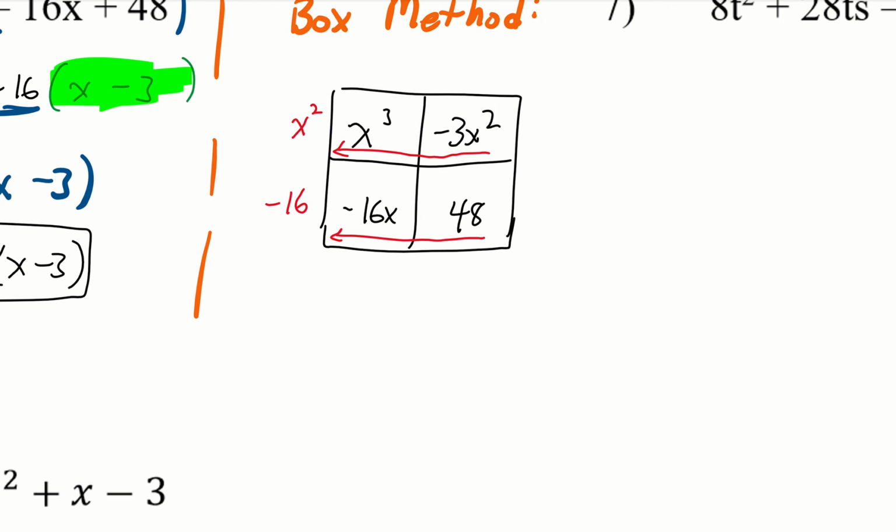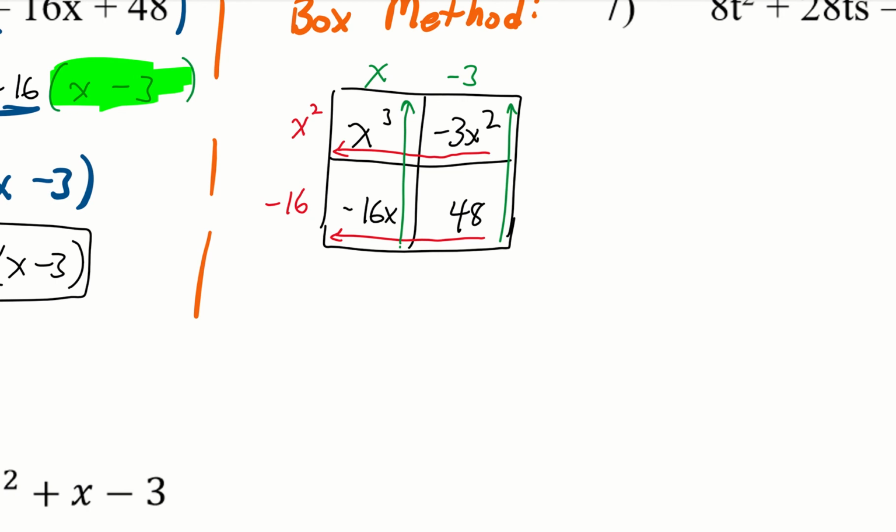Now, in order to figure out what goes on top, there's kind of 2 ways to do it. One way is you could factor out the GCF this way. So what do x cubed and negative 16x have in common? Well, they have x in common. And this way, what do negative 3x squared and 48 have in common? Well, they have negative 3 in common. I personally don't like to do it that way.